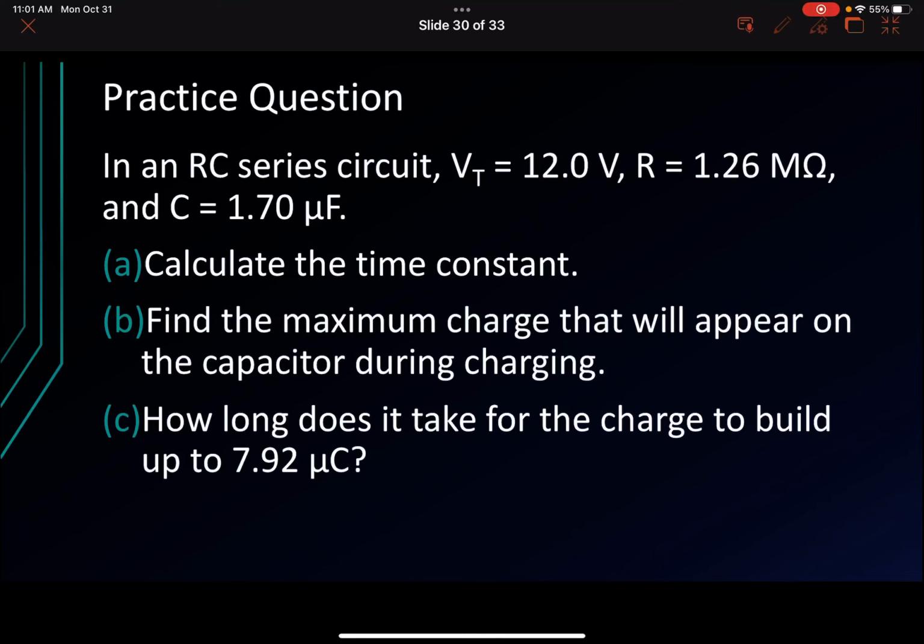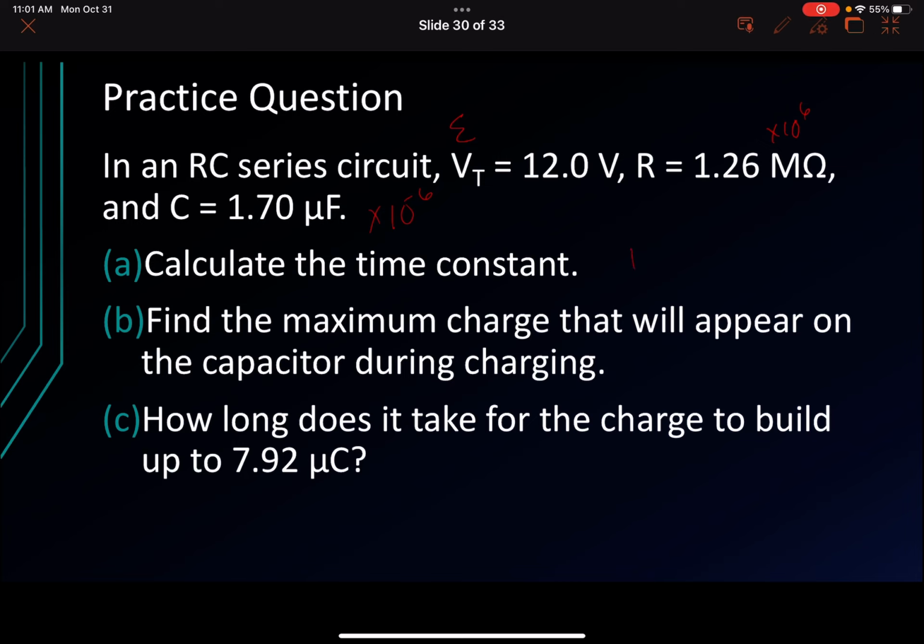All right, continuing on with our practice questions. We have an RC series circuit with our V total, so that's our V max of 12 volts, our resistor of 1.26 mega ohms, mega is times 10 to the 6, and then a capacitor of 1.70 microfarads, and again, micro is 10 to the negative 6, so make sure we're changing those beforehand. Okay, so the first thing it's going to ask us to do is calculate the time constant, right?